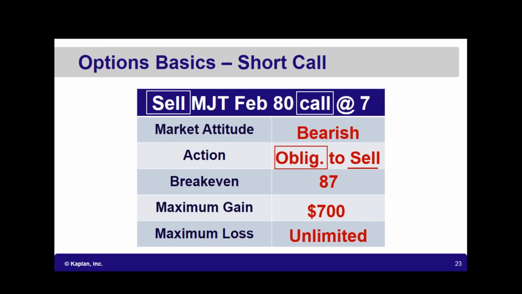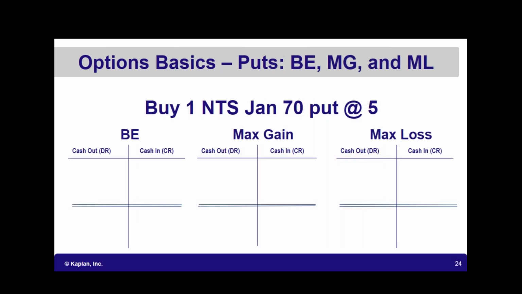That's a little scary. When we talk about our hedging and our advanced options, we'll talk about how to maybe eliminate or protect ourselves from an unlimited loss. But for now, we're just looking at single option strategies. So I've got this short call. My market attitude is bearish. I'm obligated to sell. My break even is 87. Maximum gain is 700. And my maximum loss, scary but true, is unlimited.